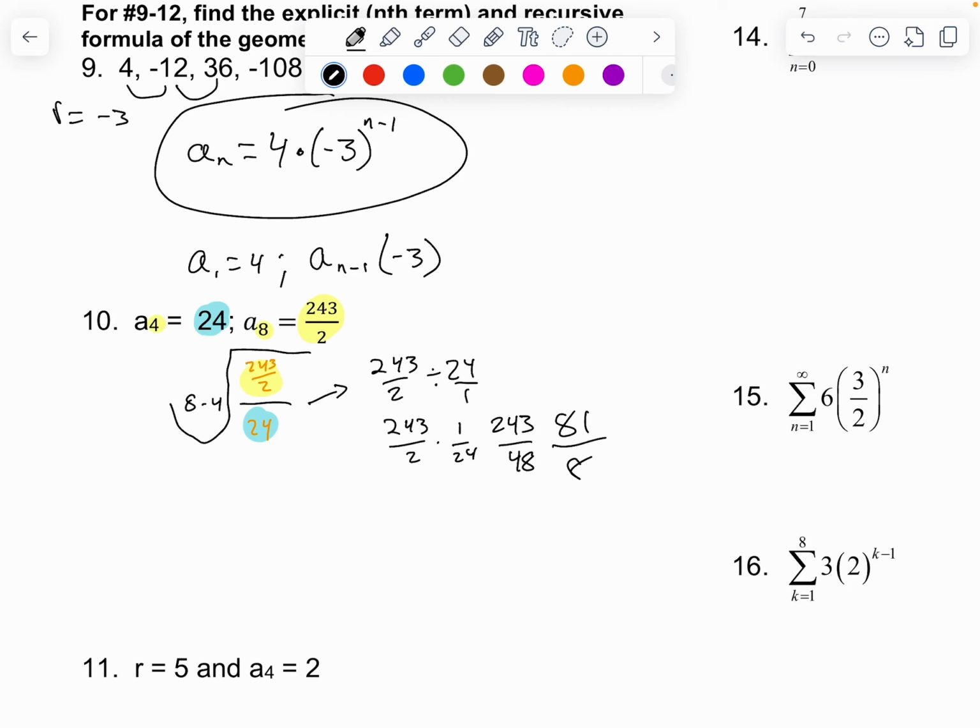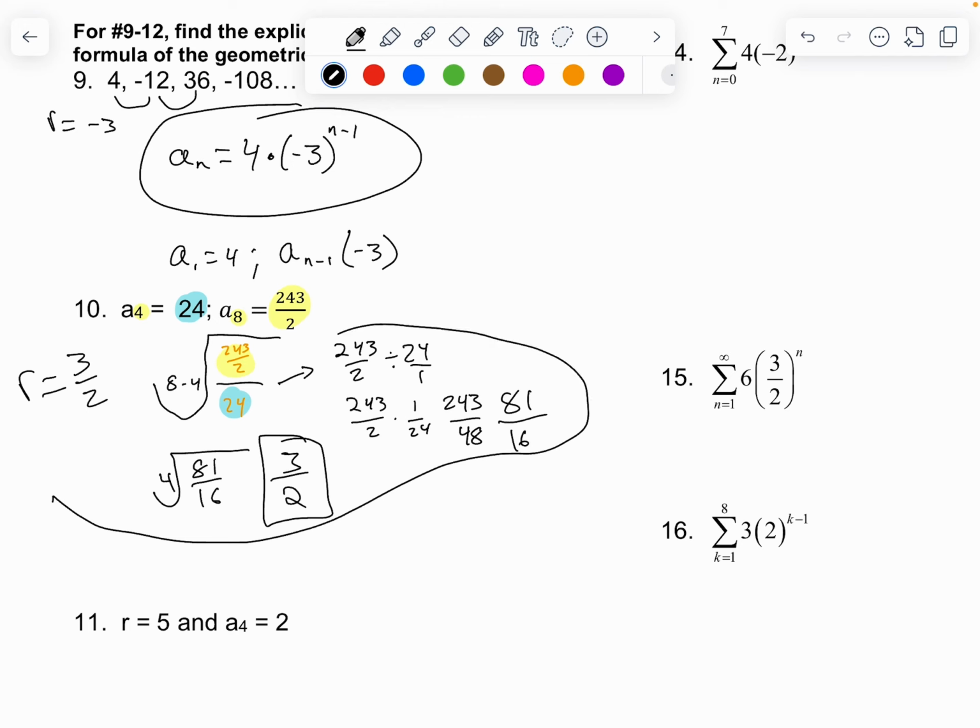Oh, sorry, no. 48 divided by 3 is 16. I was looking at the 24. So I need to find the fourth root, because that's 8 minus 4, of 81 over 16. And the fourth root of 81 is 3, and the fourth root of 16 is 2. So this is my r. Sorry, that was so clunky. r equals 3 over 2.